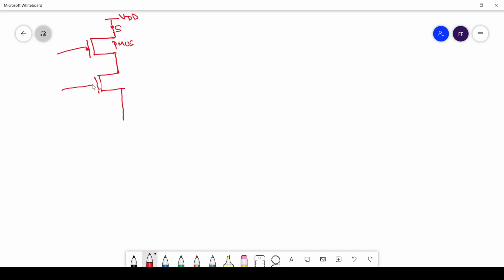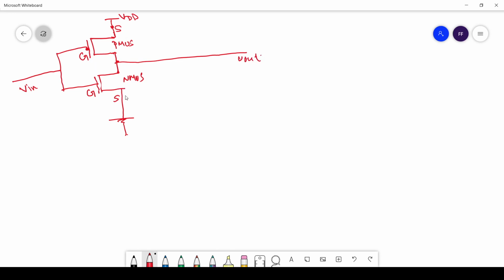The gate of the PMOS and the gate of the NMOS are connected together, and we give the input V in at this point. This is the source of the NMOS, and the source is connected to the ground. Both the drains are connected, and we take the output from here. So this is V out.